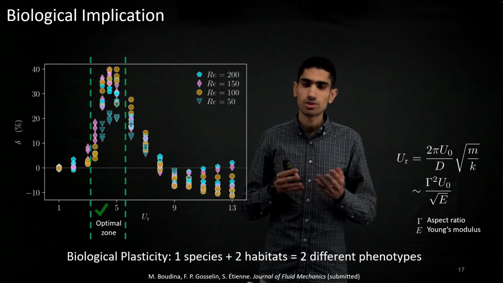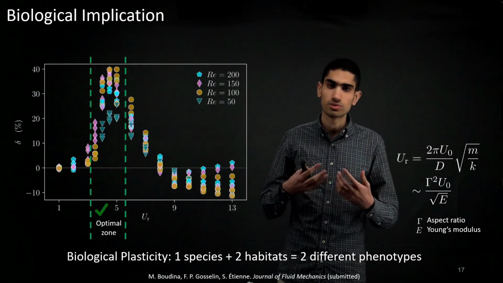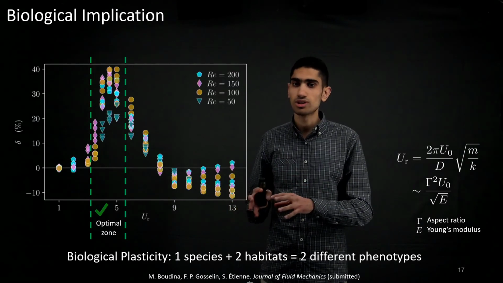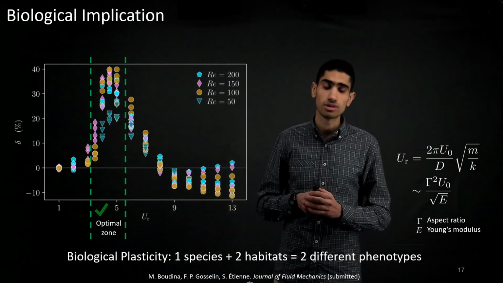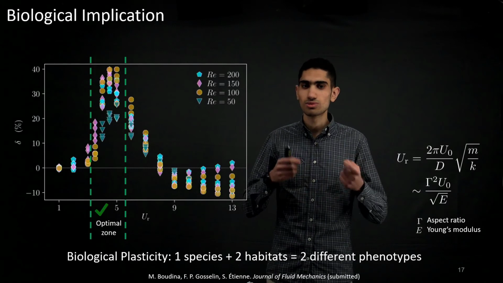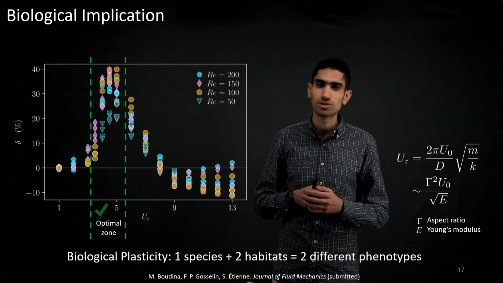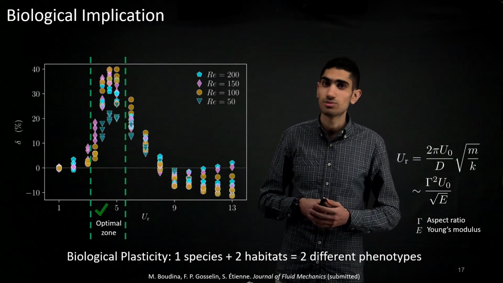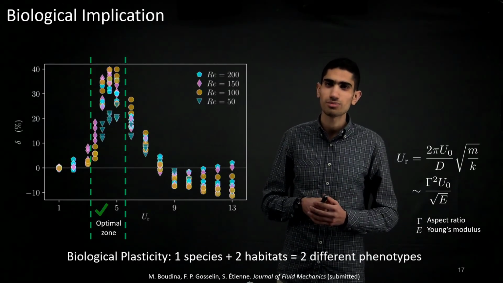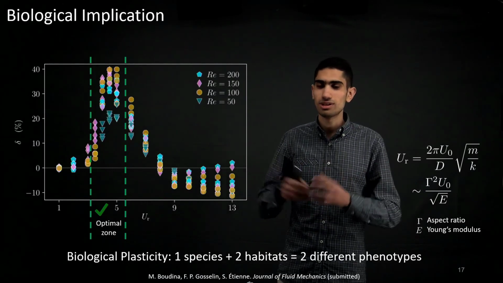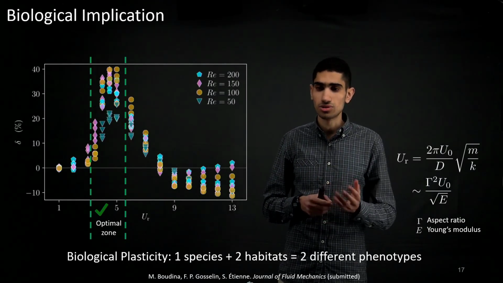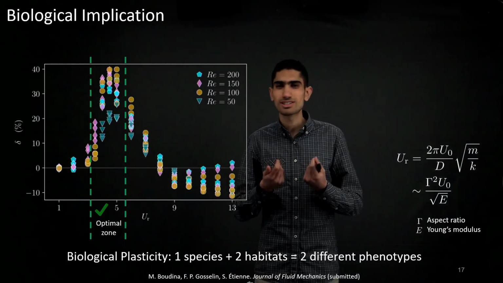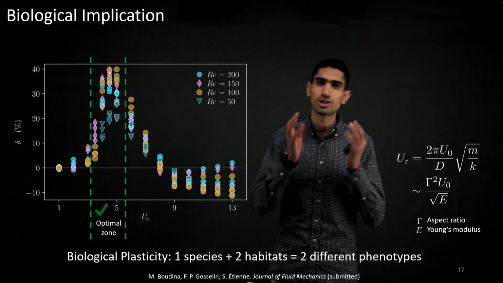So for example, if you have a coral and you put it in a region with turbulence, a very high flow speed, you might end up with very high URs, and that's not very beneficial for capture. But if the coral decides to reduce its aspect ratio or increase its Young's modulus by maybe adding more calcium carbonate components, for example, the UR might be shifted back and reduced toward this optimal zone. And it seems like the coral is feeling or sensing its surrounding environment.